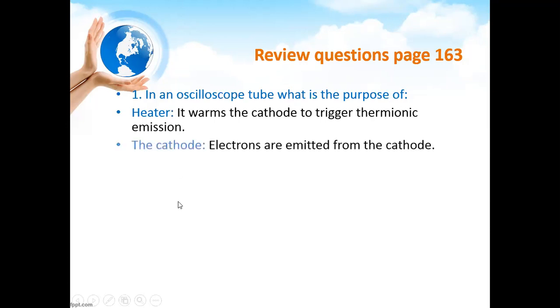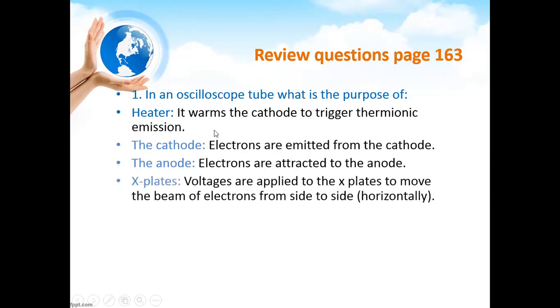Second one is the cathode. The electrons are emitted from the cathode. So when electrons are released, they are released from the cathode. A heater heats the cathode and the electrons escape from the cathode surface. And then they are attracted by the anode. So the purpose of the anode is attracting the electrons that are coming from the cathode.